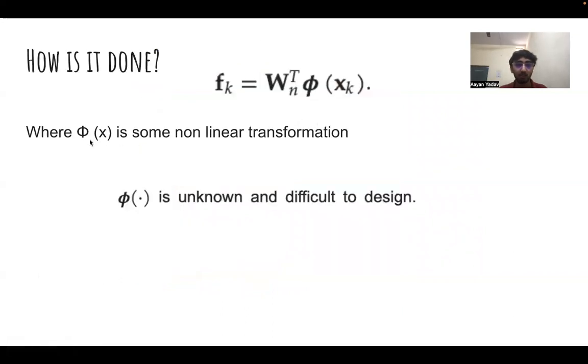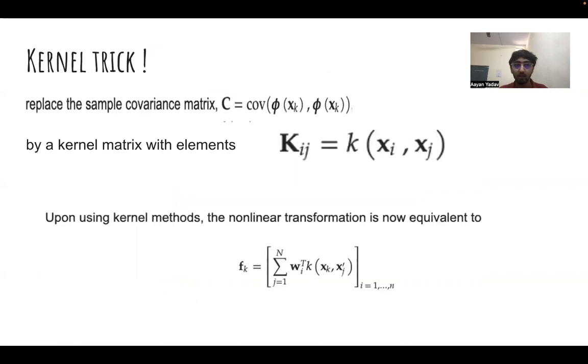So phi of x is some nonlinear transformation. We can apply a nonlinear transformation to the input features and then apply PCA, which is basically a linear transformation, and get the features. But there is a problem in this basic technique: phi of x is unknown. How will we apply that transformation? And it is also difficult to design. So we come up with a clever trick known as the kernel trick.